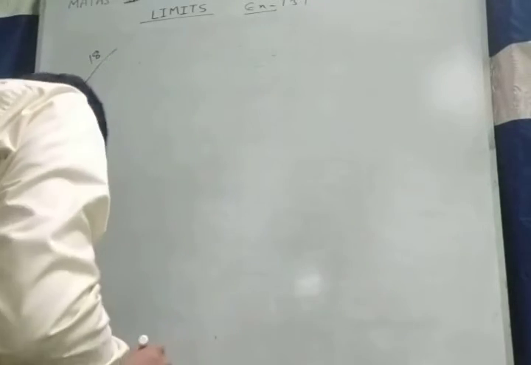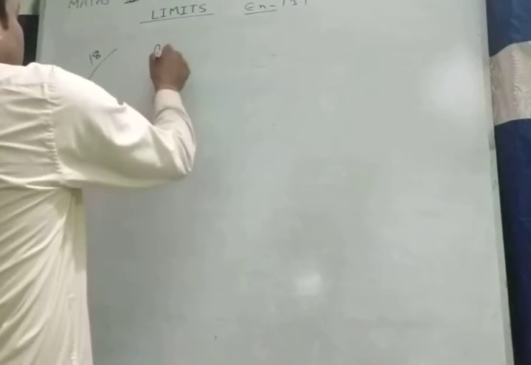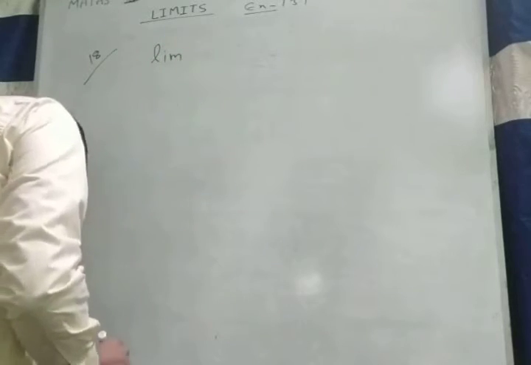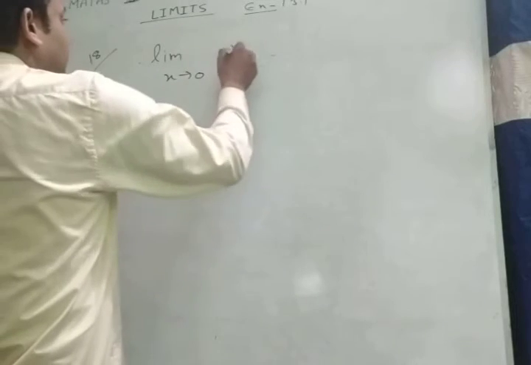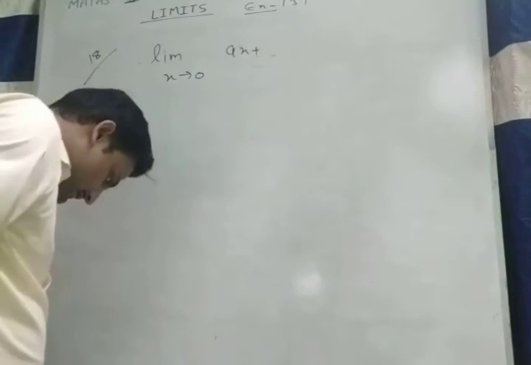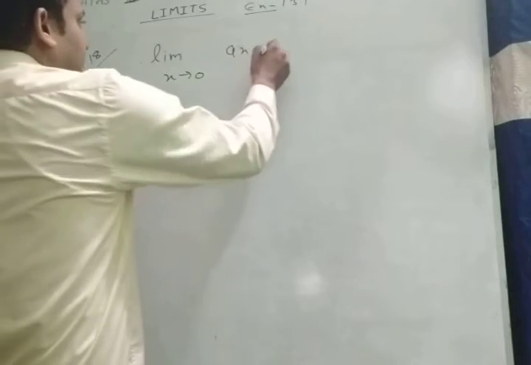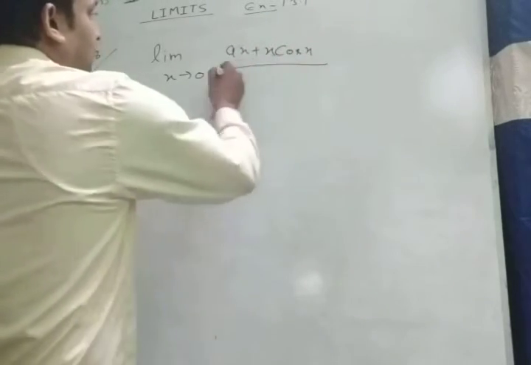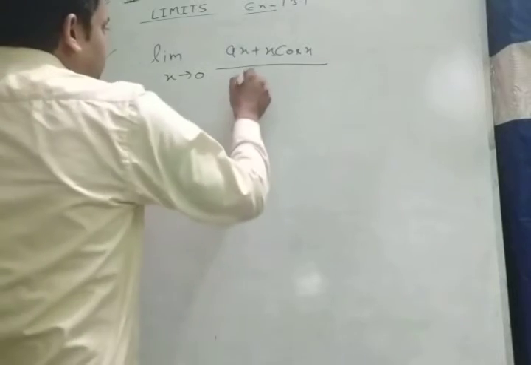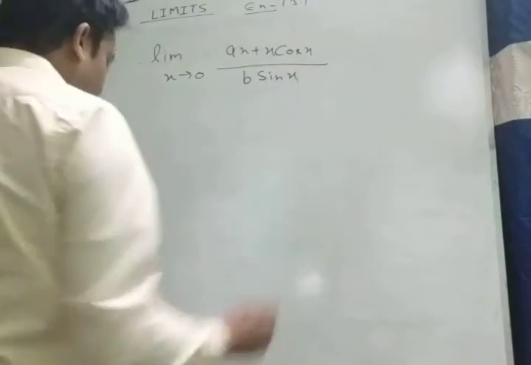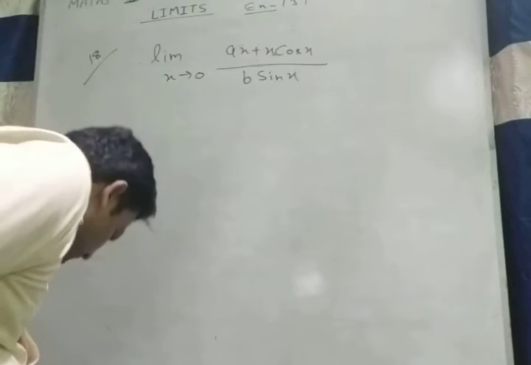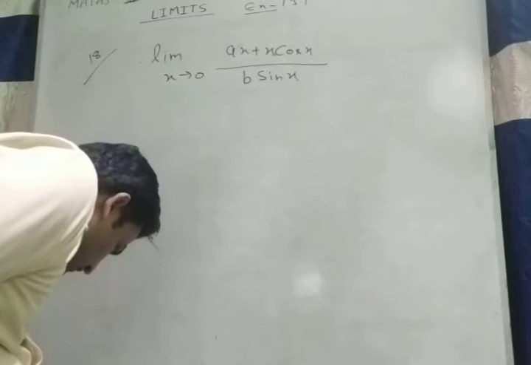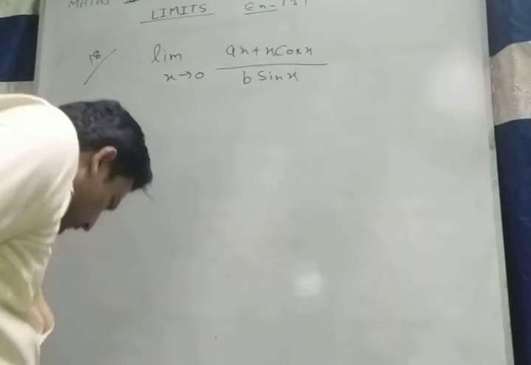Question number 18. Limit x tends to 0 of (ax plus x cos x) divided by b sin x. Okay, ax plus x cos x upon b sin x. So let's solve this.